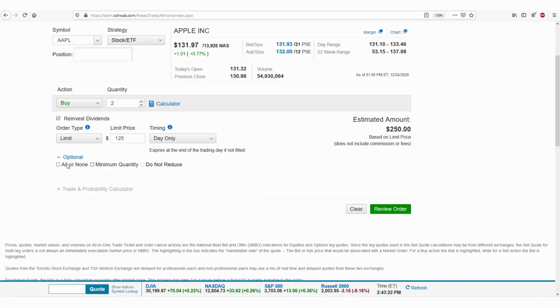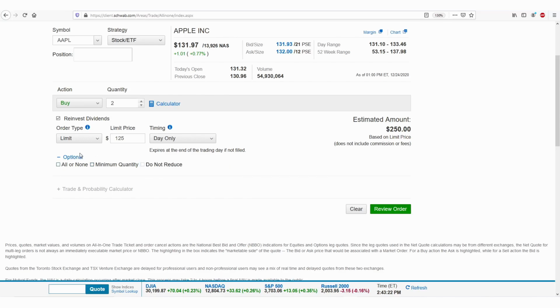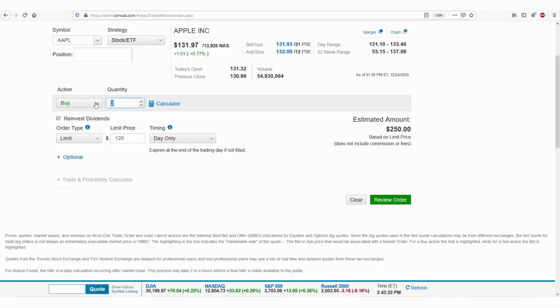Now, if you hit minimum quantity, that will indicate how many shares you're willing to allow the order to execute at. If you don't select any of these, it's not really that big of a deal, because let's say you're buying 2 shares of Apple stock and you want it at $125. If there's only one seller willing to sell at $125 at that time, Charles Schwab will automatically purchase just 1 share at $125 for you. Then once there's another seller willing to sell to you at $125, Charles Schwab will execute the second one, so you get your 2 shares of Apple stock.